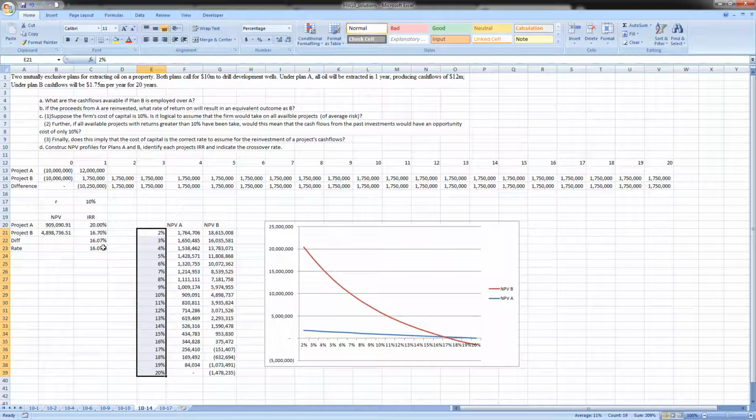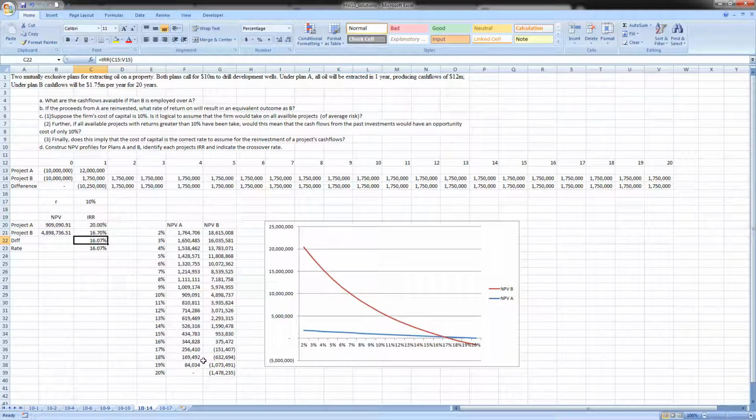That crossover rate we've already found occurs at 16.07% right here. So again, right about here, just past 16 but before 17%, we can see is the point where both projects will have an equivalent NPV. So that's how to understand this 16.07%. That's the crossover rate. That's the point where you're indifferent between project A or project B.